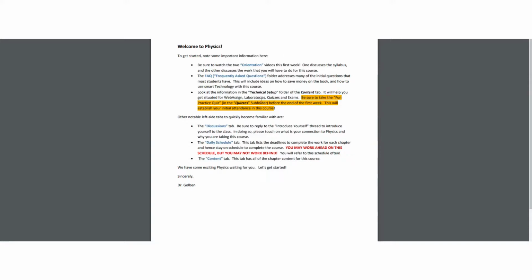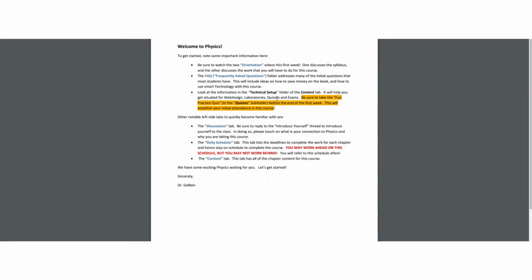You also wish to check out the technical setup folder in the content tab, because the setup for all of your main items in this course will be found there. If you wish to look at the ebook, the only way to get that is to get into WebAssign, so that is described there on how to do that. For the laboratories, you will have to download the latest version of Java, so that is described there. And you may have to download the latest version of Adobe Flash Player. So that will get you set up for the laboratories. There's also a sample lab for you to try out there.